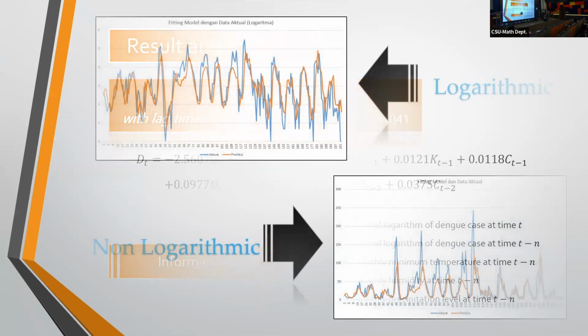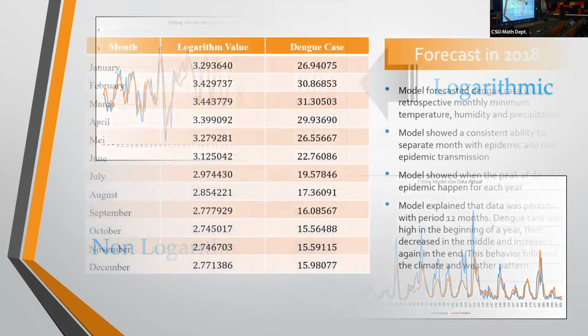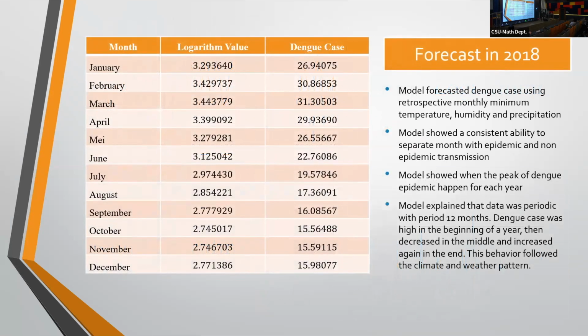So we have this kind of result. We compared: if we don't use the logarithm, it will be a bad result. Then we use the logarithmic equation to give a better result. Then from those equations, we have this result in this table. So from January to December in one year, for example in 2018, this is the prediction result.